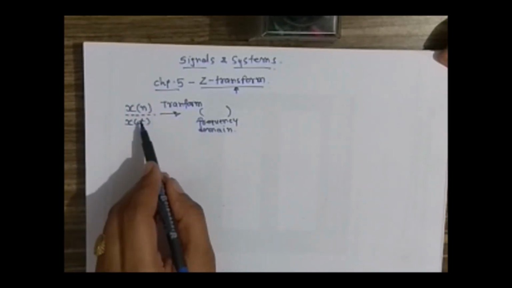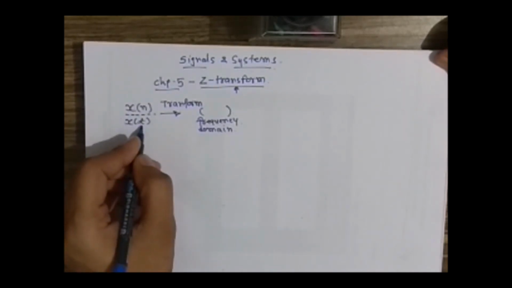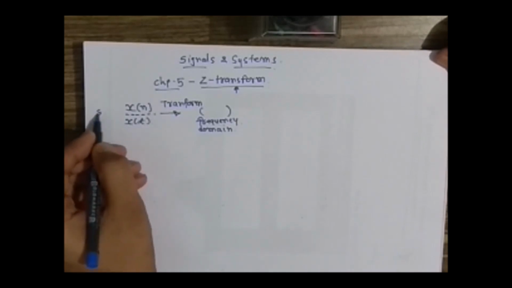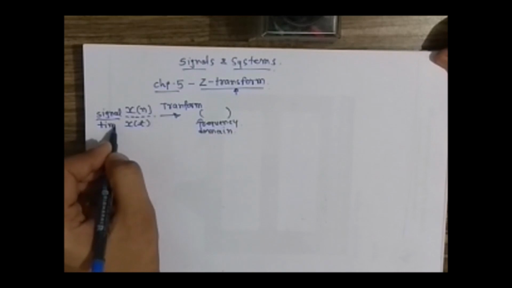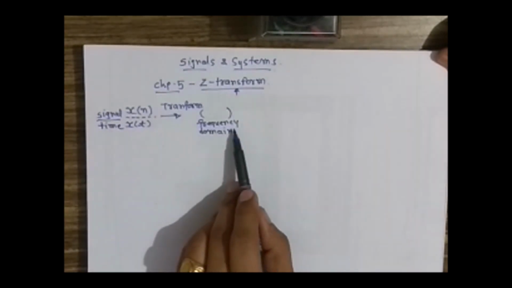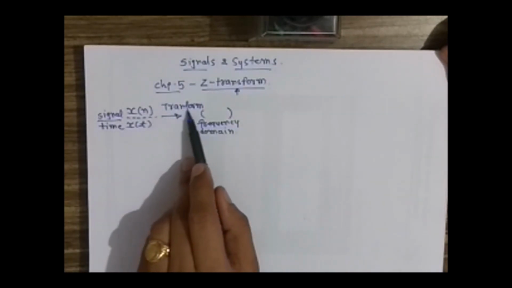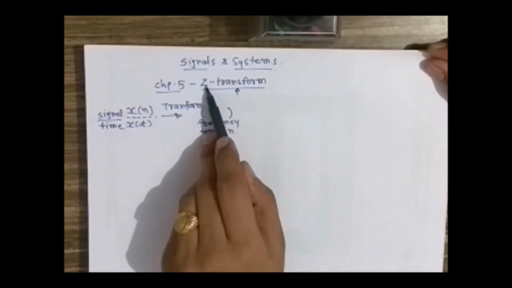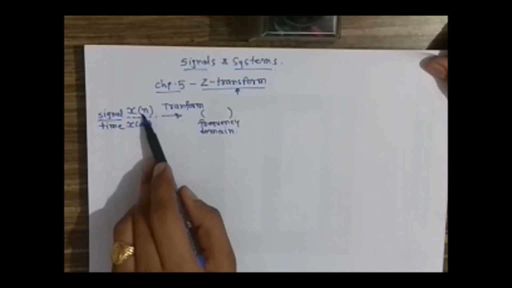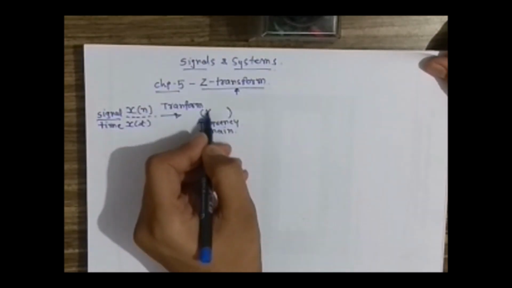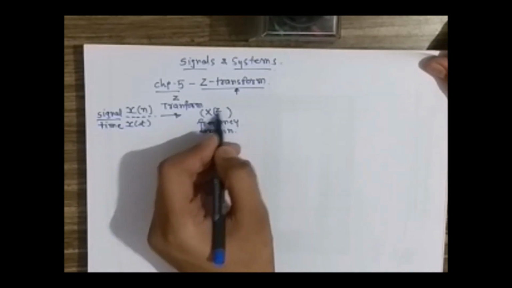It means my x of n, the discrete time sequence or discrete time signal, that signal in time domain is now converted into the transform domain, that is the frequency domain, by any transform. It is the general definition of transform. Over here we are going to discuss Z transform. It means the x of n is then converted after transform, say Z transform, into x of z.